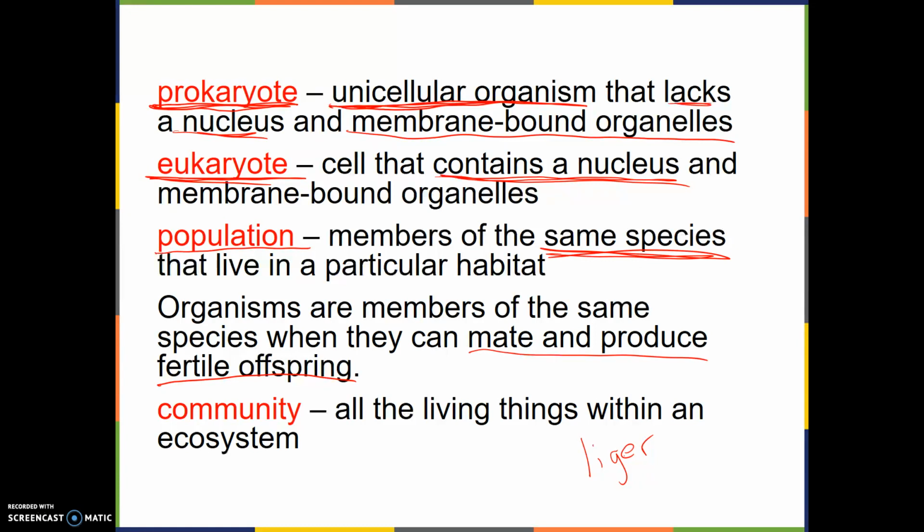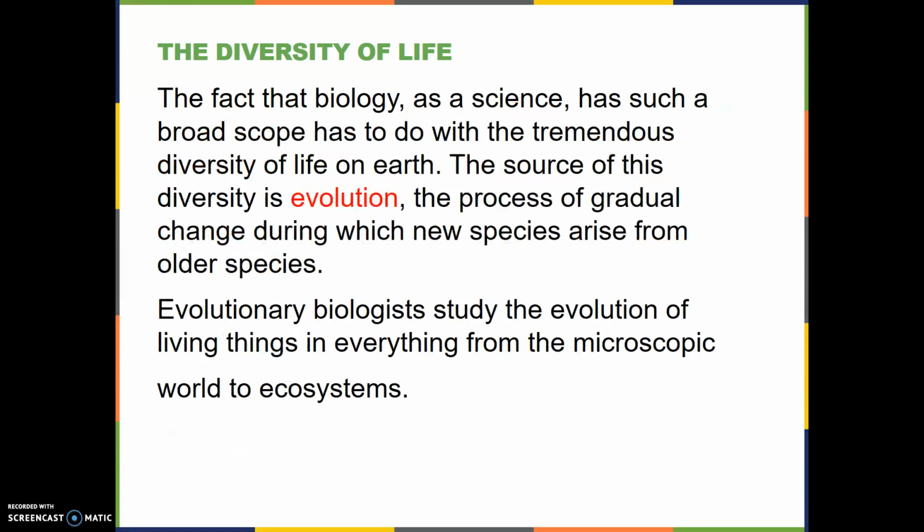So that doesn't mean a tiger and a lion are the same species. So there are some exceptions to that. But mostly, if they're the same species, they can mate and produce fertile offspring, and that's how you know. And then the community is all the living things, all the populations within an ecosystem.